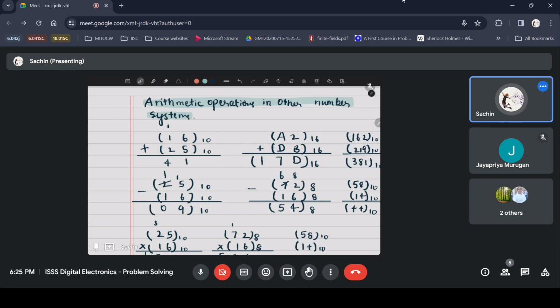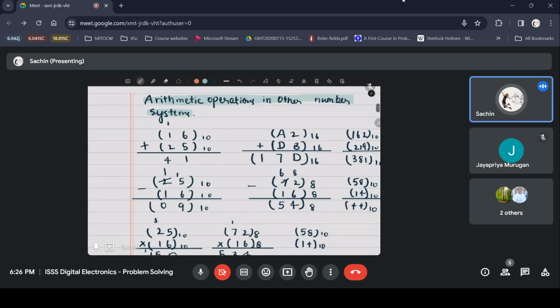That will lead to lesser number of mistakes when you are doing it by hand, but it will also have more steps because you have to convert it into decimal, right? But all the arithmetic operations happen in the same way in other number systems also. You just have to remember a few things, and I'll show that with examples.